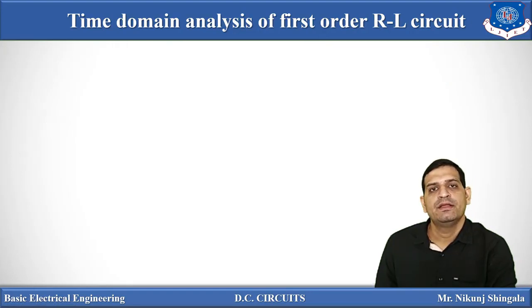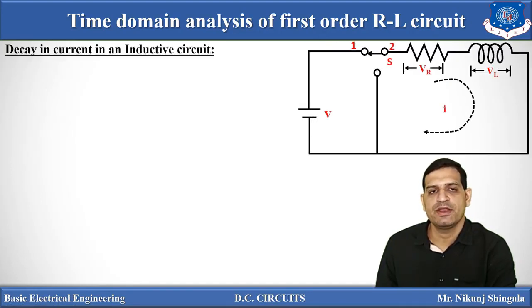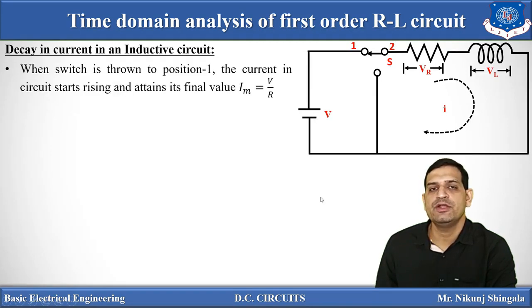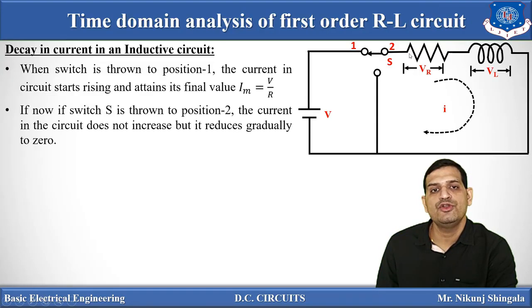Let us understand how current decays in an inductive circuit. So, decay of current in an inductive circuit. Initially the switch was connected to position 1. At that time the maximum value of the current is Im = V/R. Now if the switch is thrown to position 2, the current does not increase but decreases, because now the battery is not connected. There is no battery in the path of the current, so the current will not increase but will start to reduce gradually. It will reduce to 0 after a certain time.